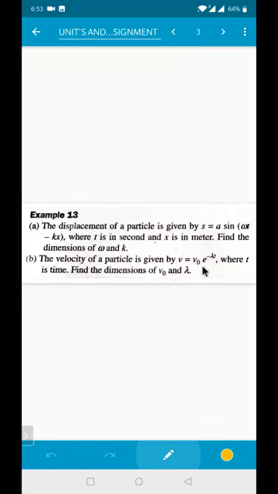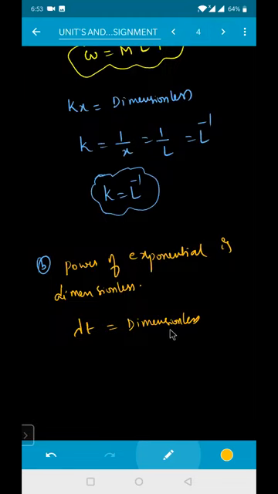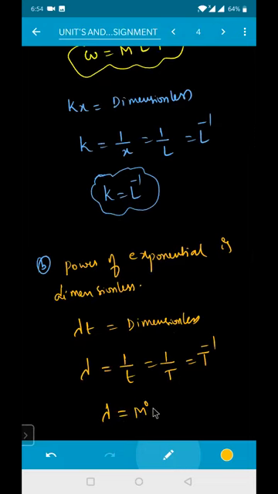See, the power of an exponential is dimensionless. That means lambda into t is a dimensionless constant. That means lambda will be equal to how much, beta? 1 by t. That means it will be equal to 1 by capital T. If I take t up, this will become t power minus 1. So dimensions of lambda will be equal to m0, l0, t power minus 1. Is that clear? Yes, sir.